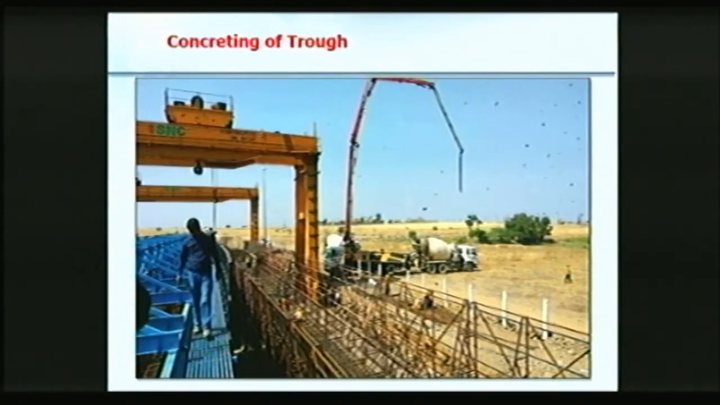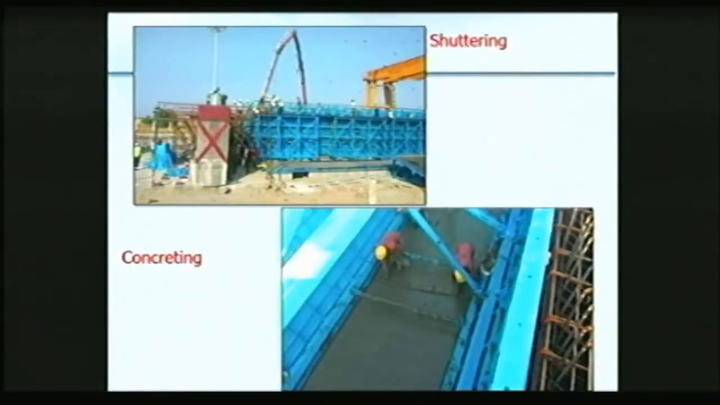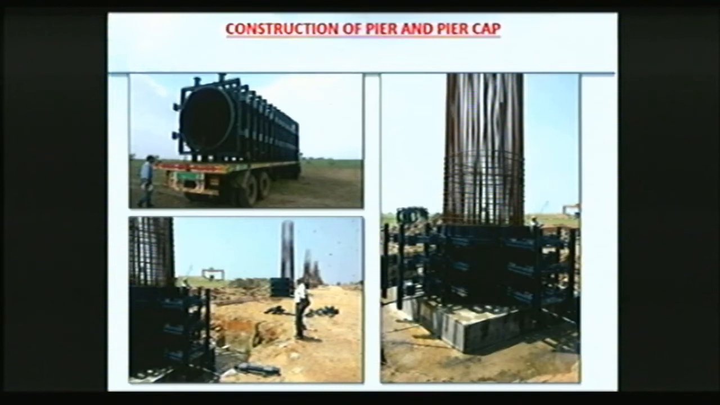And this is where concreting is being done, and concreting is in process. And we have done M50 concrete, and slump was around 75 to 90 mm using PC-based admixtures, and also GGBS was used to get the required slump. And this is the formwork for the pier, which was cast in situ with M40 grade of concrete, again with the GGBS and PC-based admixtures.